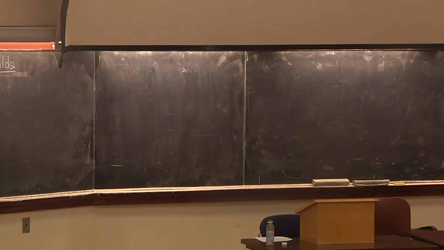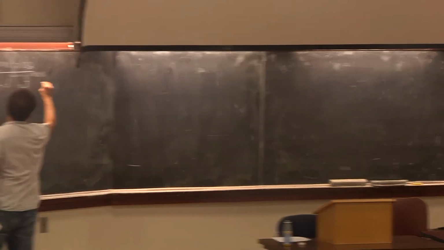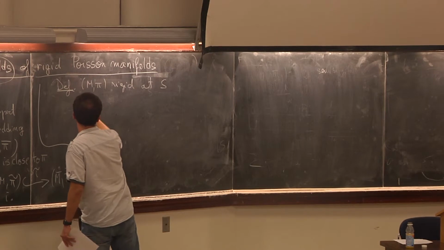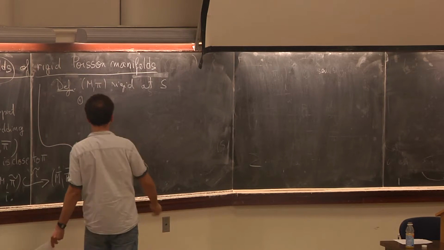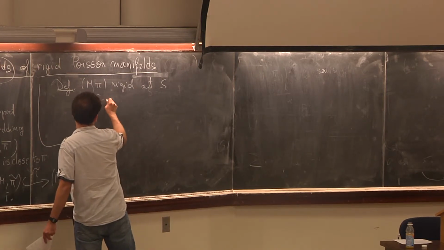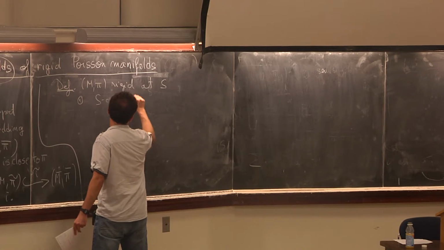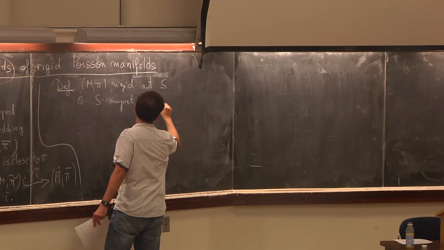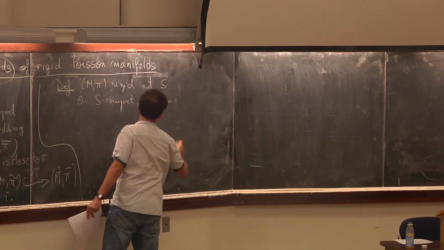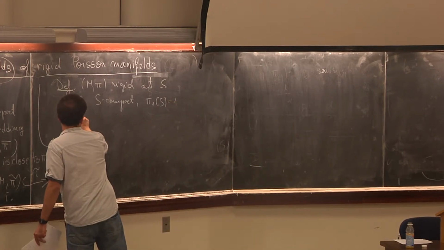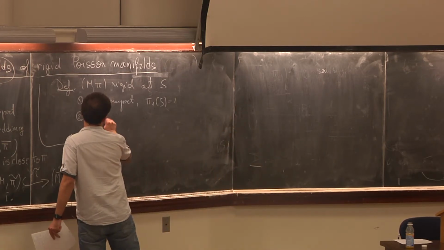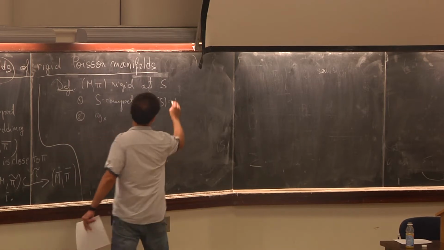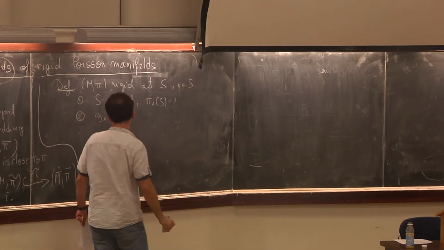So I will call a Poisson manifold (M, pi) rigid at a leaf S if the following three conditions hold. The first one is very similar to what we had for coadjoint orbits of semisimple compact Lie algebras. So S is compact, and its fundamental group is trivial. Then second, we assume that the isotropy Lie algebra g_x, for x in S, is compact.